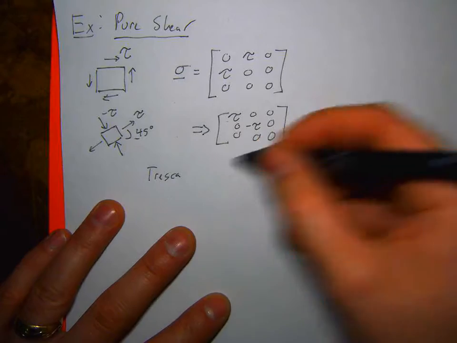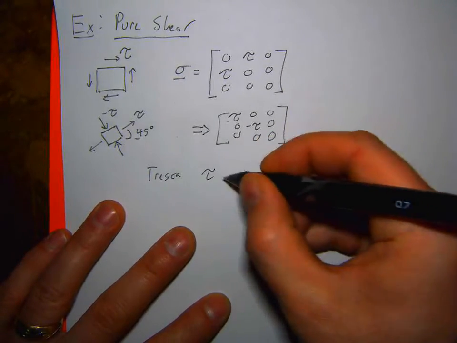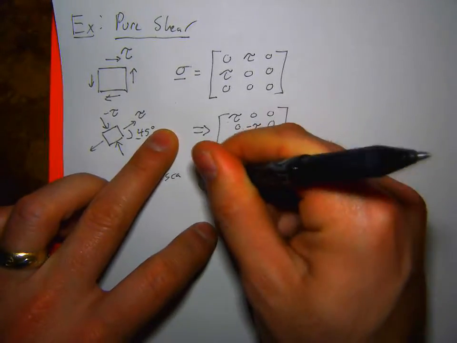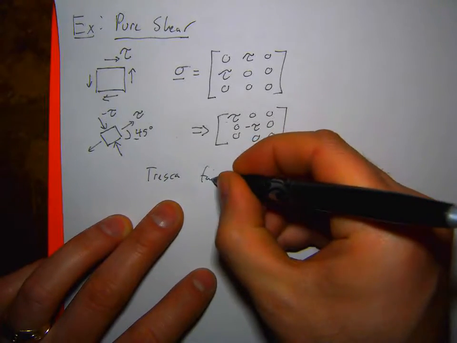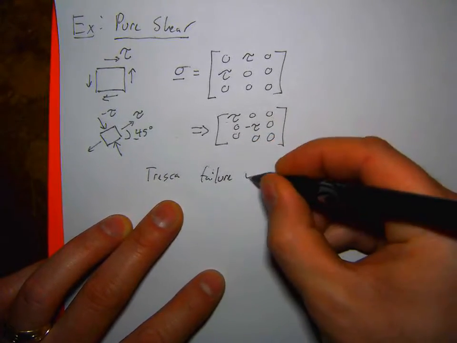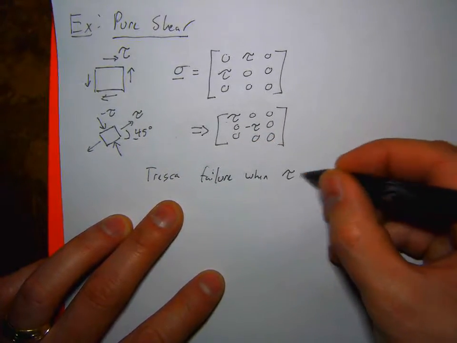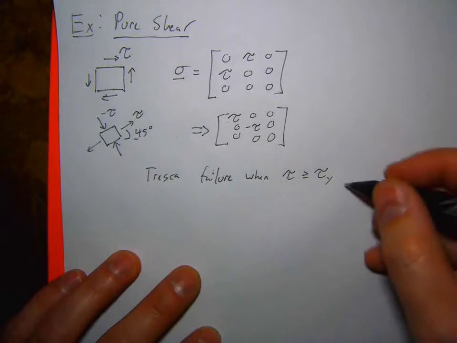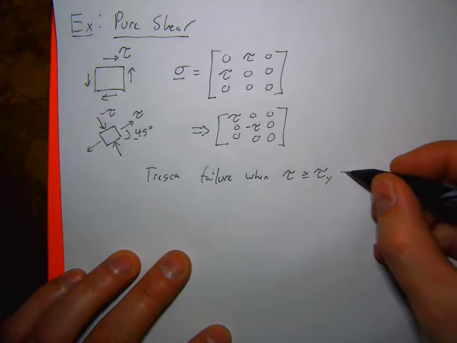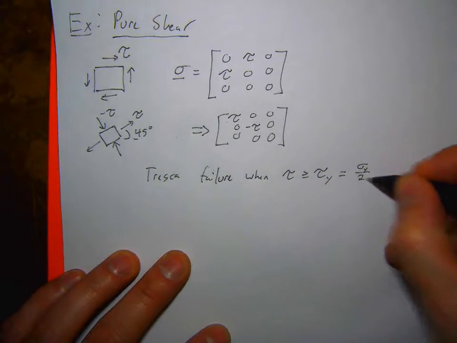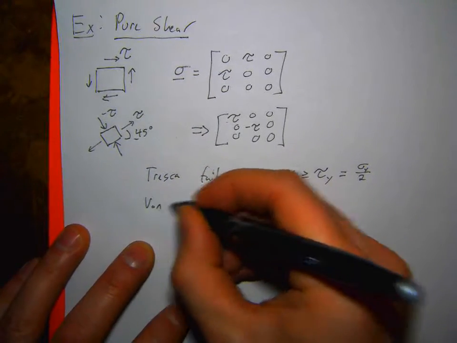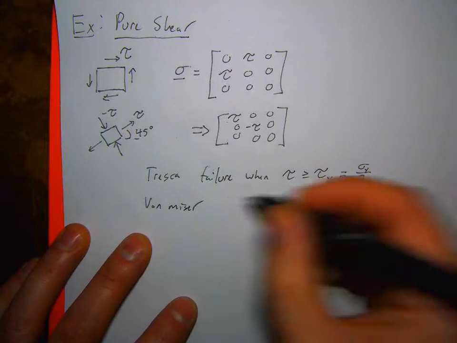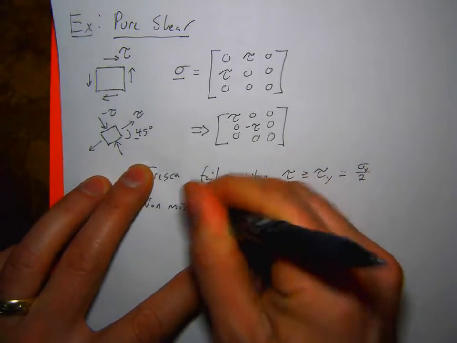And so from my Tresca criteria, failure happens when tau is greater than tau yield, or sigma yield over 2. And from my von Mises criterion, von Mises, I can spell things.